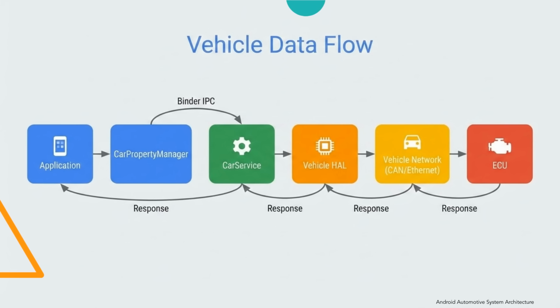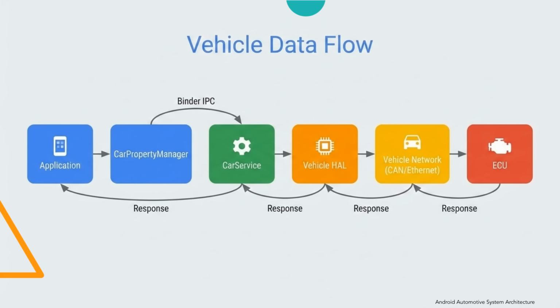Now let us trace a complete data flow from application to vehicle hardware. An application requests a vehicle property using Car Property Manager. This request travels through binder IPC into car service. Car service performs permission validation and checks whether the request is allowed. If approved, the request is forwarded to Vehicle HAL.